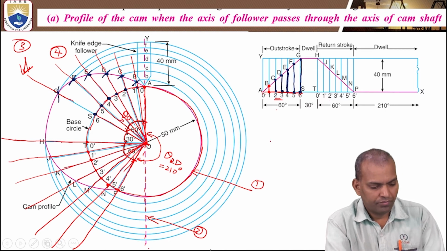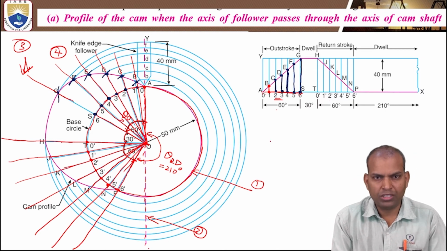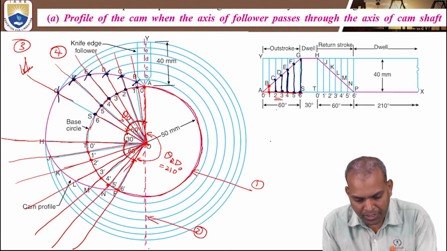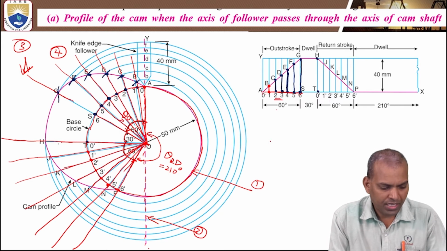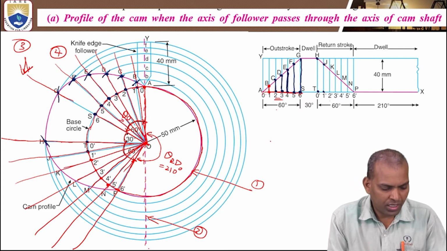Next, what is the next step? Similarly, we have to follow the same procedure for the outstroke, for the return stroke also. The return stroke points are from O dash to H. This is the O dash to H, mark the point. Next, 1 dash to G. This is 1 dash and it is G.